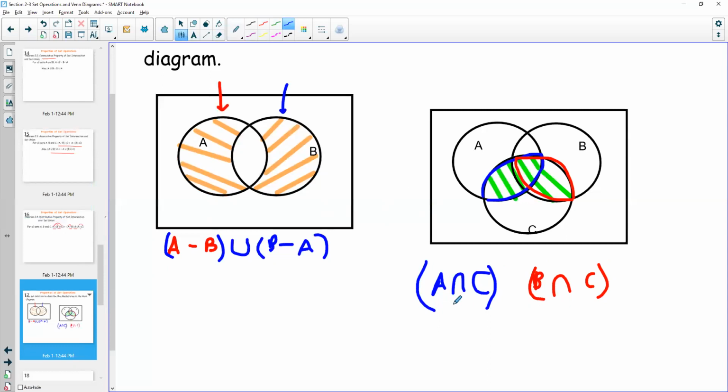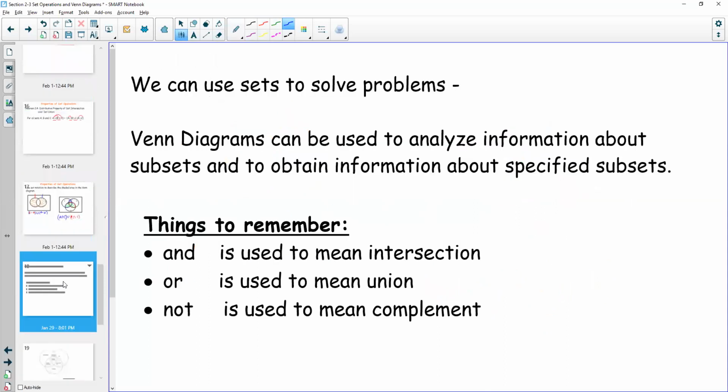So I have two things right now that together cover everything. How do I combine them? I combine them with an or. What I don't want here is A and B, because I don't want this section. That's not colored in. So, things to remember. We can use Venn diagrams to solve problems, but before we do that, you have to remember: and is intersection, or is union. When you see not, they're talking about complement.